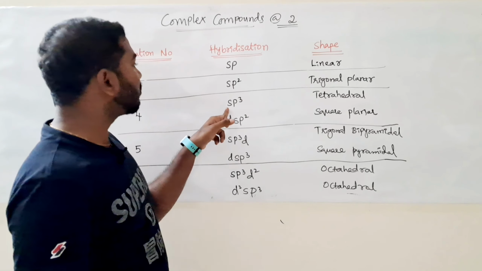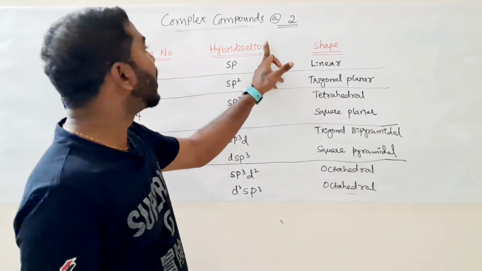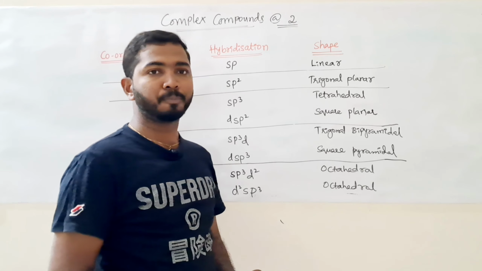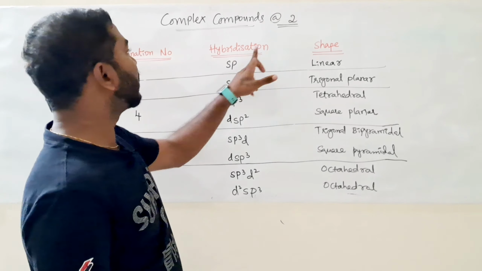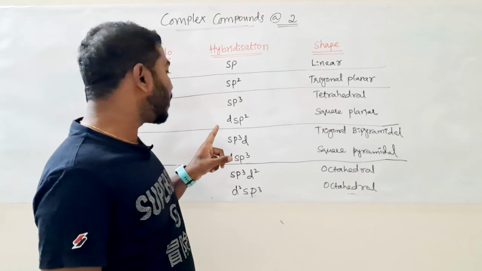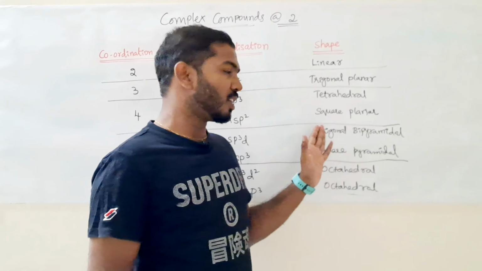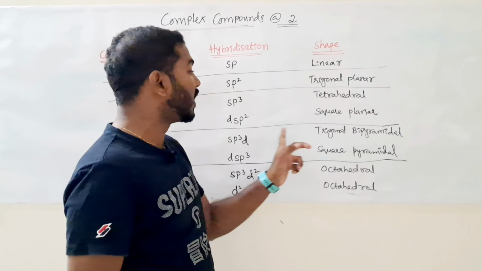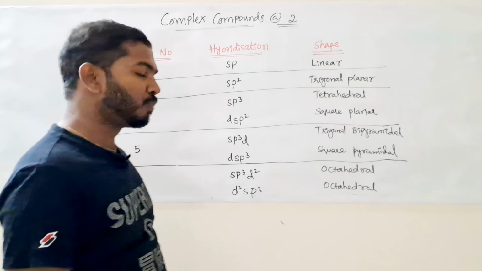In the case of sp3 hybridization, the possible shape is tetrahedral. In the case of dsp2 hybridization, the possible shape is square planar. Similarly, for coordination number 5, the possible hybridizations are dsp3 and sp3d. If the central metal atom undergoes sp3d hybridization, the possible shape is trigonal bipyramidal. If it undergoes dsp3 hybridization, the possible shape is square pyramidal.